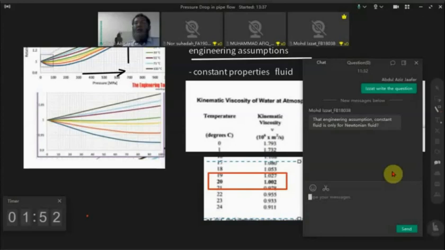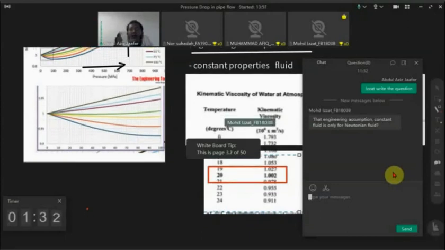Actually, it depends. But in most cases, in our course, we're going to assume that the viscosity of the fluid in the problems that we are solving is constant. For example, we can assume that the kinematic viscosity of water at atmospheric pressure and room temperature, 20 degrees Celsius, is about 1.002 times 10 to the minus 4.